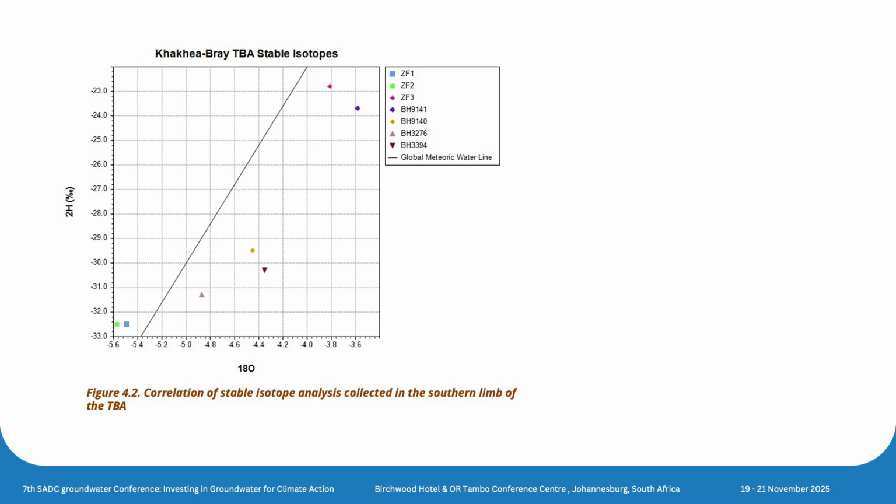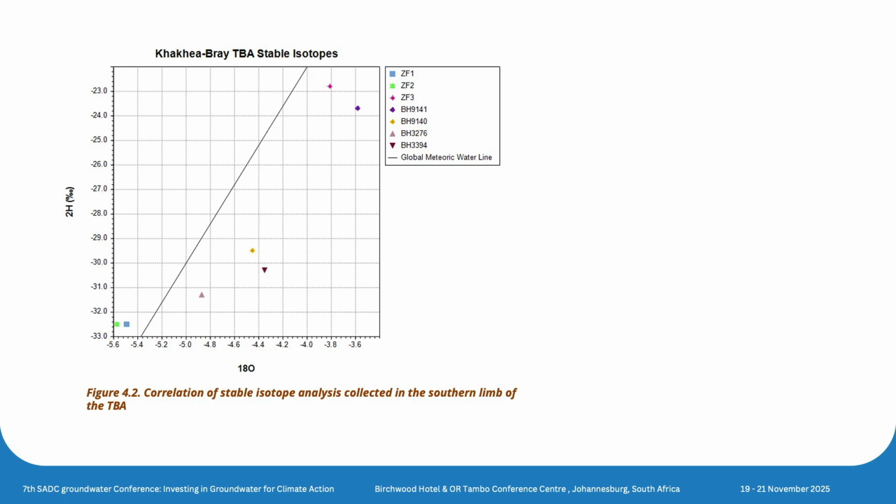So what we can see here is two clusters of data which are parallel to the global meteoric waterline. What we can tell from this data is that our data is generally of meteoric origin. However, our data sets are quite widespread, and this may suggest that there might be multiple sources of recharge which recharge at different rates.